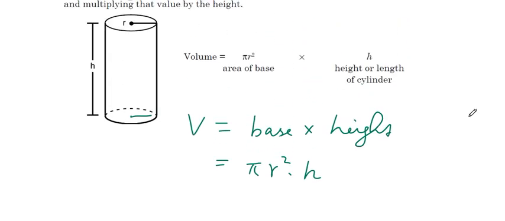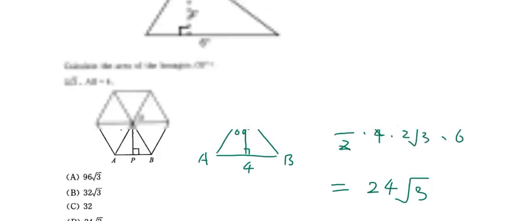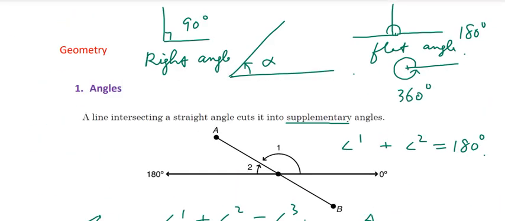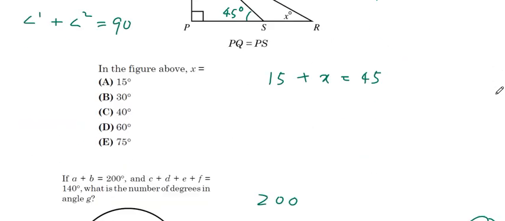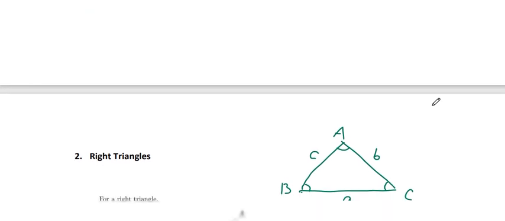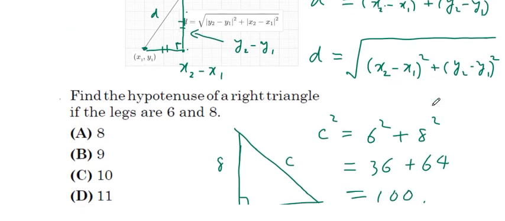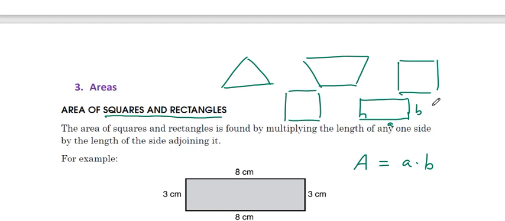Okay, so those are the materials for geometry. Basically we have 3 things. First one is angle. Then we have area for 2 dimensions. Then for 3D we have volume. Okay, so we can stop here.